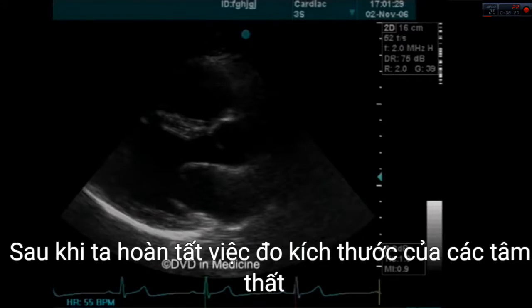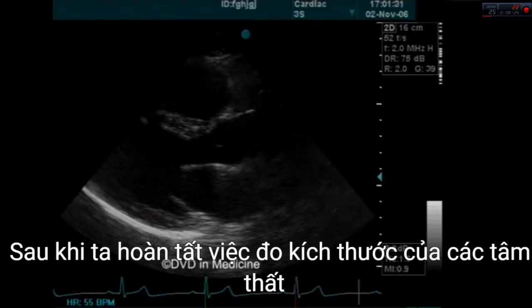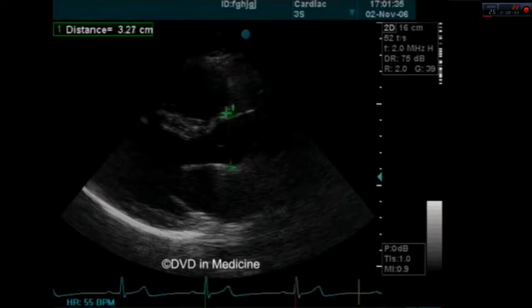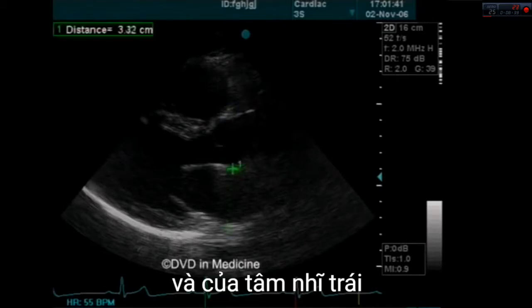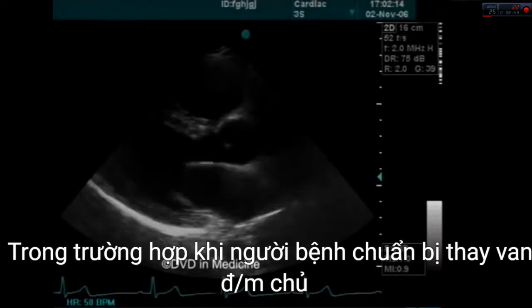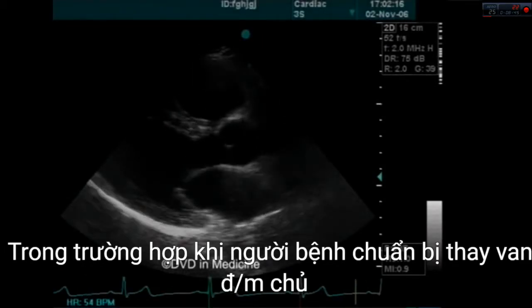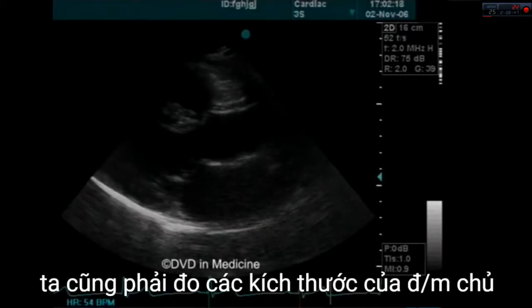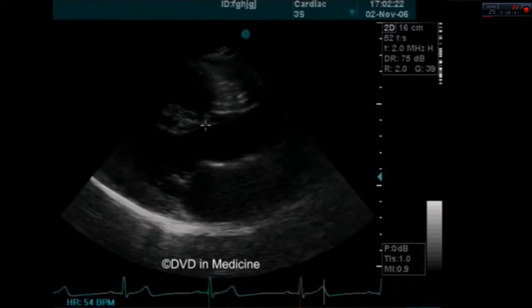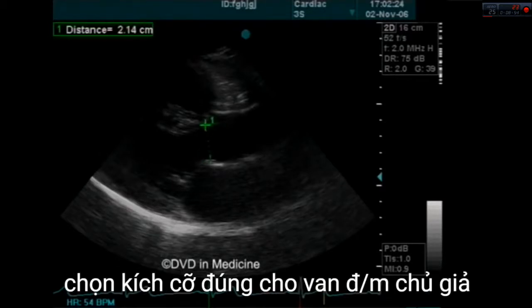After one has finished measuring the dimensions of the ventricles, one measures the dimensions of the ascending aorta and of the left atrium. In the case when a patient is going to have aortic valve replacement, one should also measure the dimension of the aorta at the level of the aortic valve. This dimension helps the surgeon to choose the right size of the aortic prosthesis.